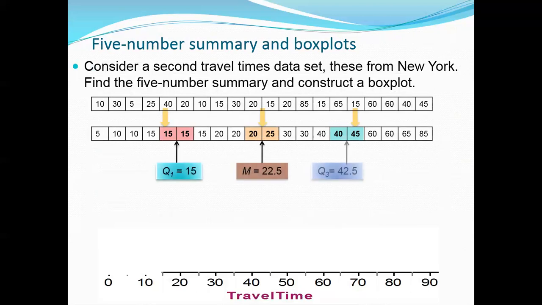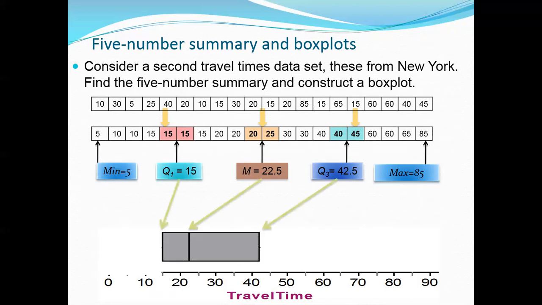The median is the halfway point between 20 and 25. Q1 is the halfway point between 15 and 15. Q3 is the halfway point between 40 and 45. The min is 5 and the max is 85. Generally, we write them in order from min to max.